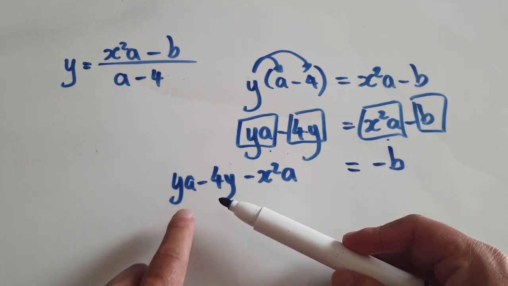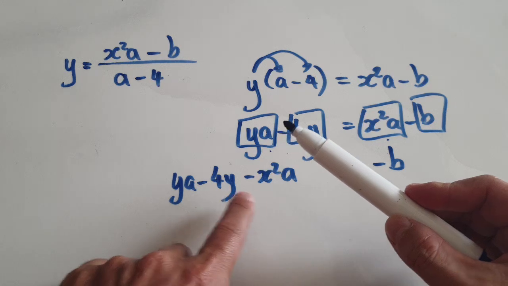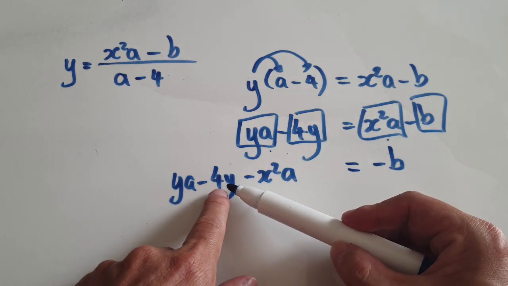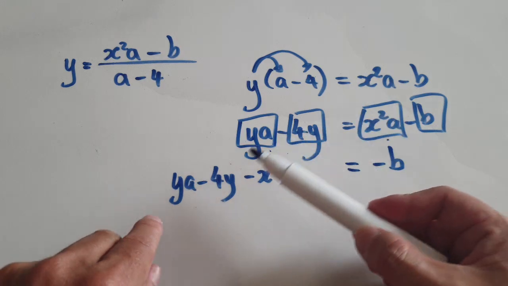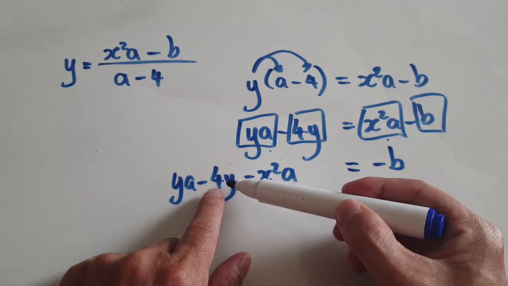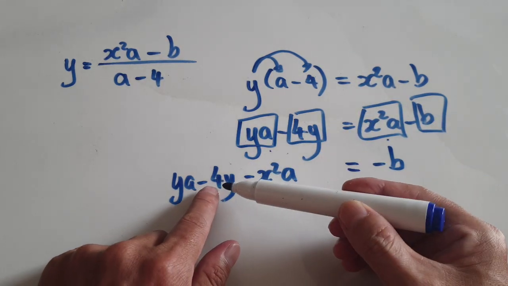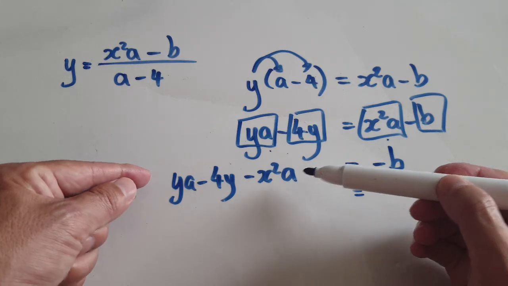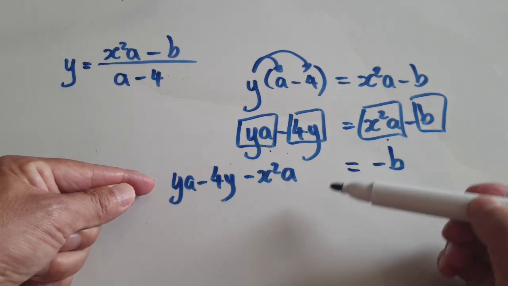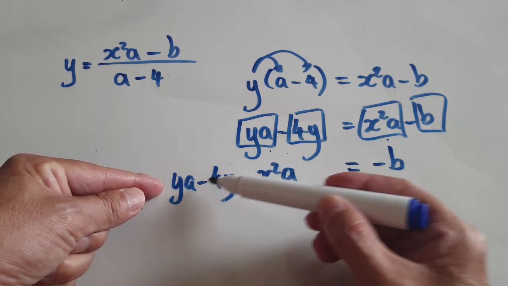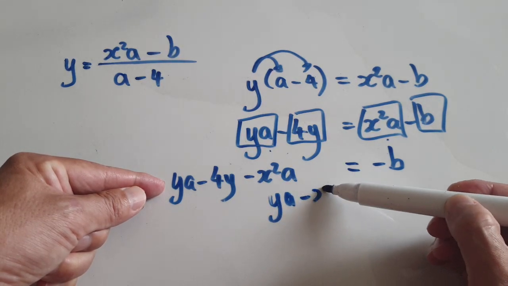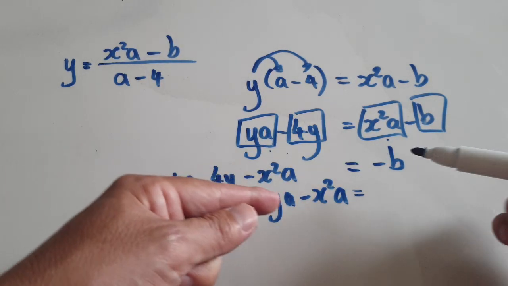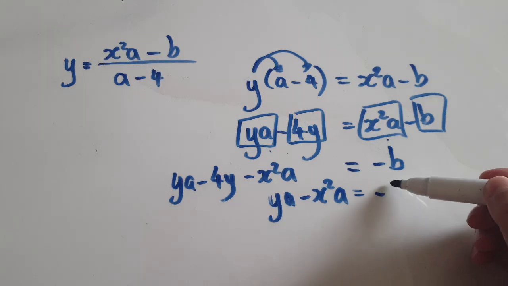So now you've got 1, 2, 3 blocks over here. This block here doesn't contain A. Remember, we're trying to get A on one side, all the rubbish on the other side. This is rubbish here. So in your mind, add 4y to both sides. So on the left-hand side, when you add 4y, it will just be left with these 2 blocks. So that would be YA minus x squared A. And then carry this thing down, minus B.